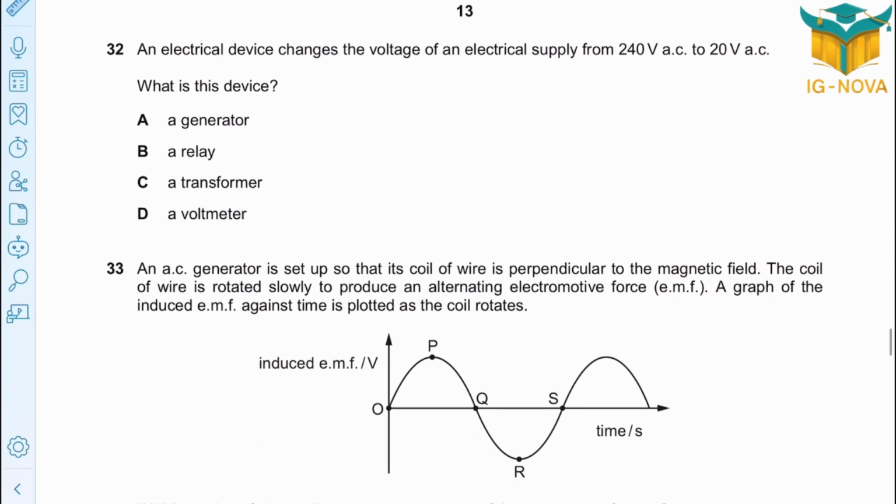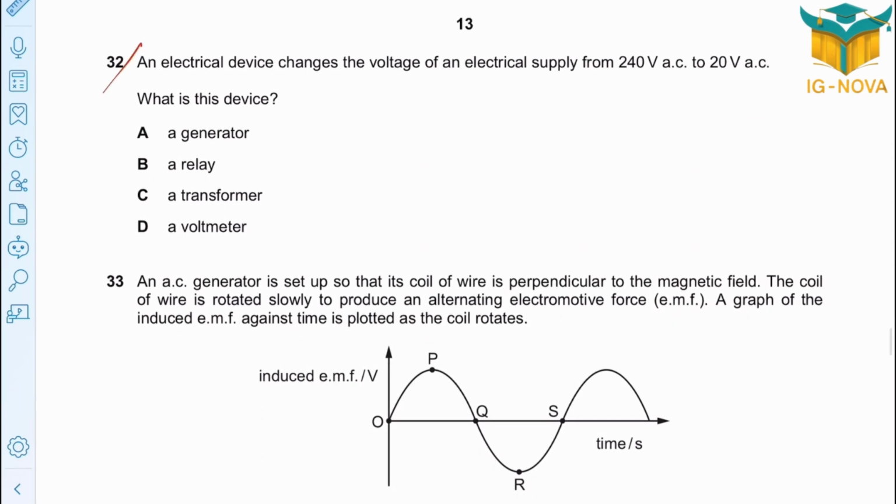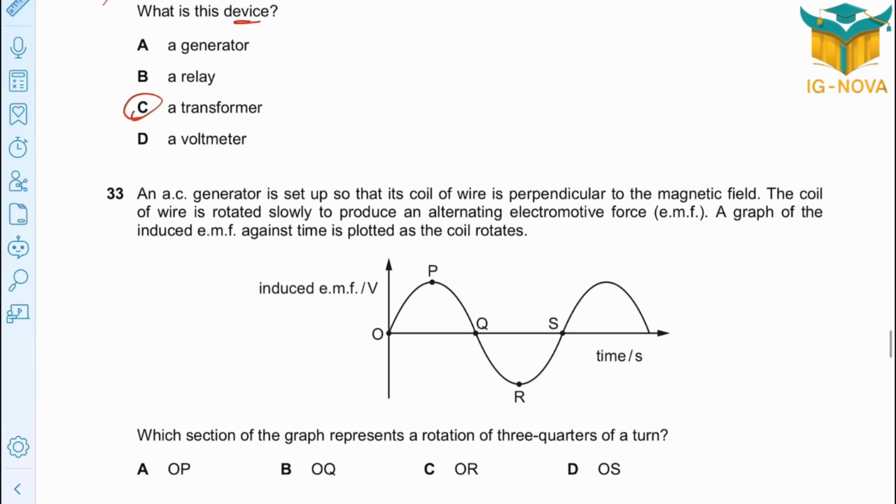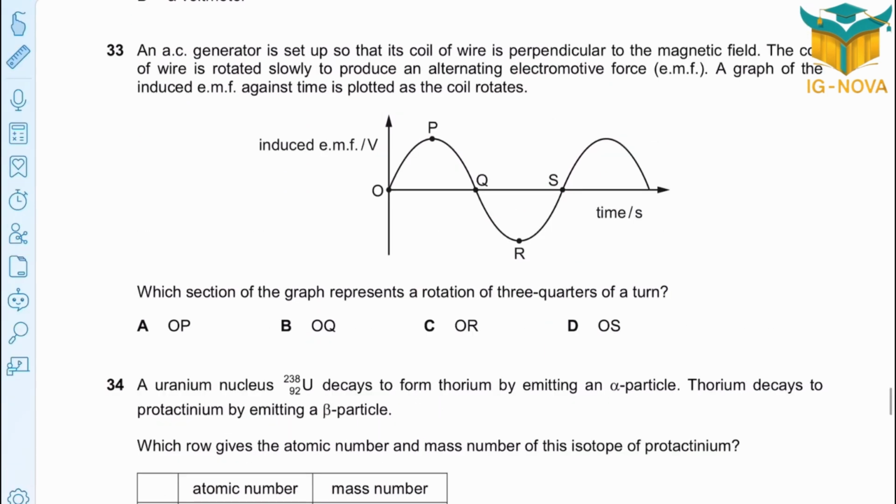Question 32. An electric device changes the voltage of an electric supply from 240 to 20 volts. 240 volts to 20 volts. What is the device changing the voltage? It's a transformer, surely. Easy.